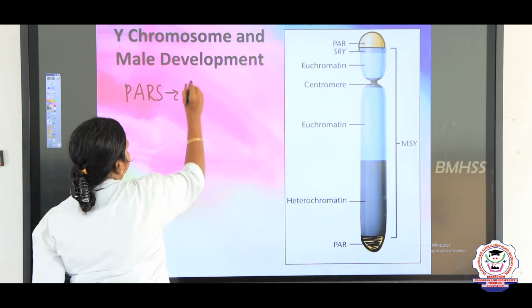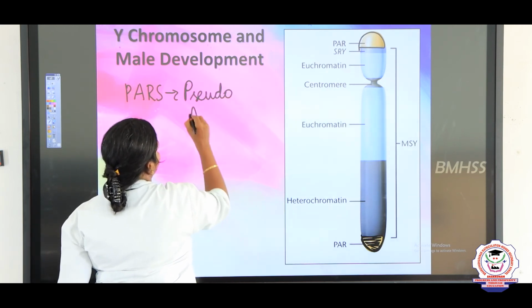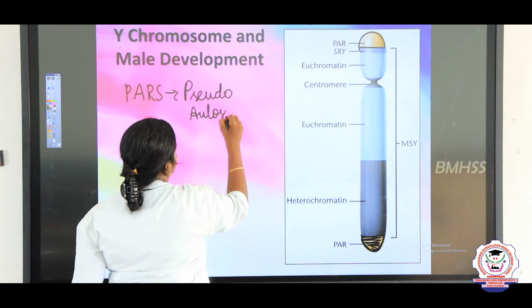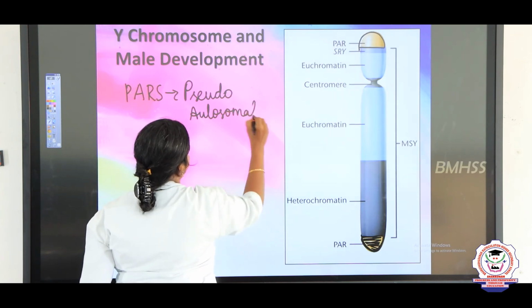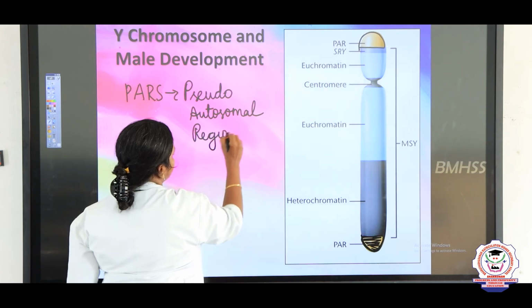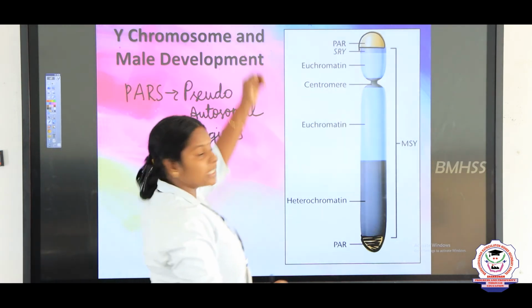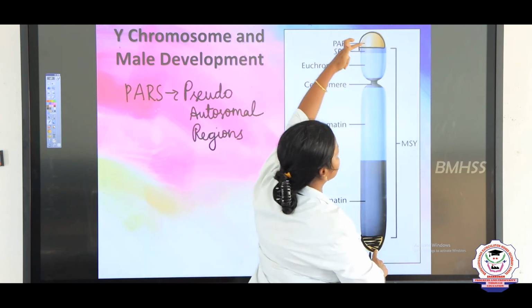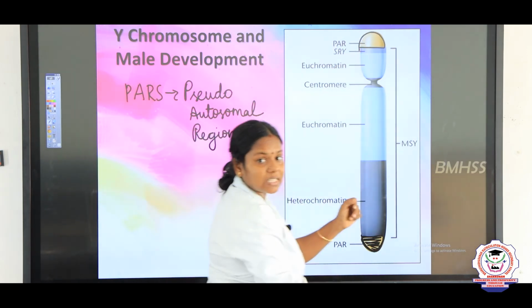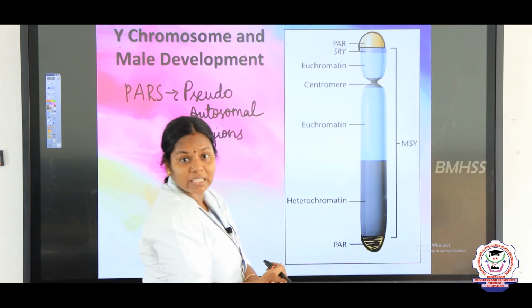Pseudoautosomal regions. Pseudoautosomal regions, we say it as PARs. So, where are PARs present? The regions combining with X are present only at the ends. The remaining 95% do not combine with X.